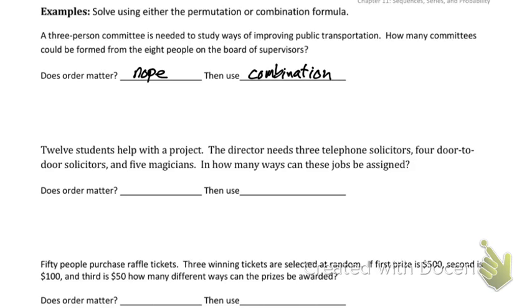So we're choosing a 3-person committee, and it says how many committees could be formed if we had 8 people on the board right now. So that means our total pool of candidates, our N value, is going to be 8. We have 8 to choose from, and our R is how many I'm going to choose. Well, it says we're doing a 3-person committee, so I must be choosing 3. So writing this down, we have a combination where we have 8 choose 3, which will lead to the formula 8 factorial over 8 minus 3 factorial times 3 factorial.